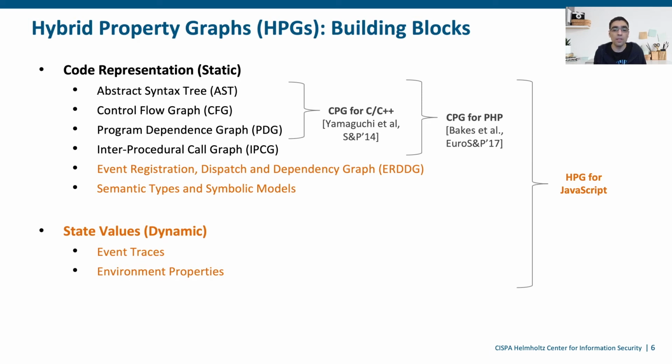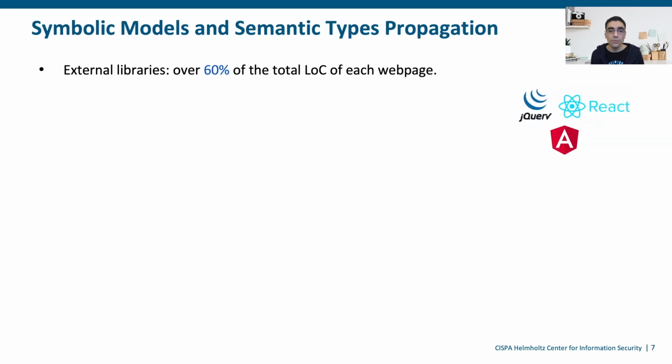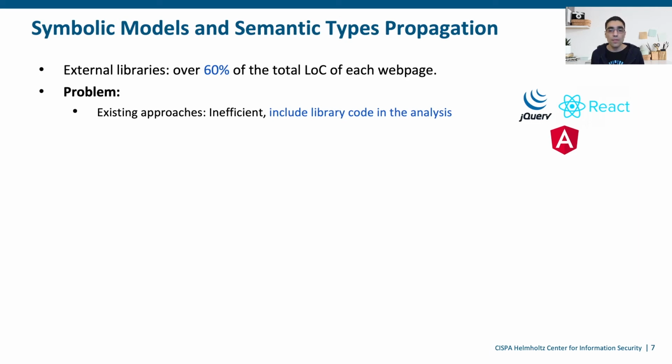For timing constraints in this presentation, I only focus on semantic types and symbolic models. Please refer to our paper for the explanation of the rest of the models. During our evaluation, we observed that external libraries account for over 60% of the total JavaScript lines of code of each web page. This requires existing techniques to reprocess the same code even when visiting a new page of the same web application. As such, we addressed this problem by extracting a symbolic model from each library and used it as a proxy for the analysis of the application code.